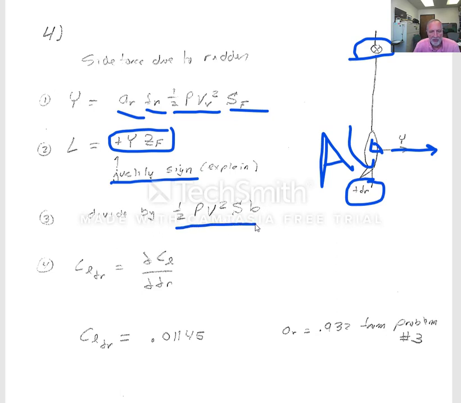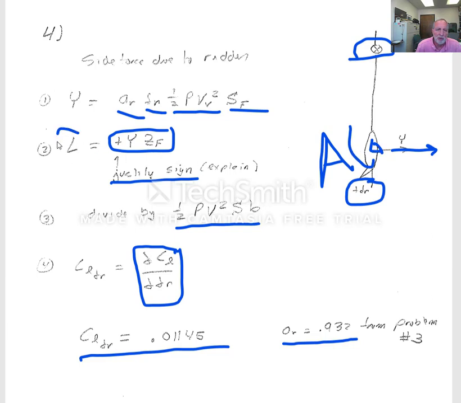Divide by 1/2 rho V squared S b, and you will get the rolling moment coefficient, which then you'll differentiate with respect to rudder, and you'll get this number here when you plug numbers into that formula, where you're using this value that we just did in problem number 3. Make sure that you justify this sign here based on the vertical moment arm, because that's what gives you a rolling moment here.